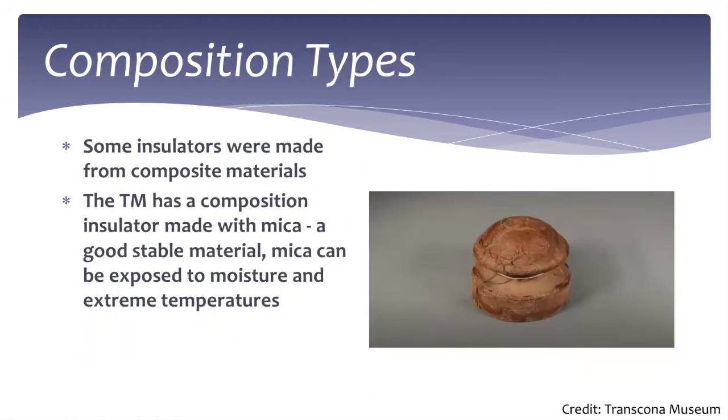Composition types. Now this is one from the Transcona Museum's collections. Some were made from composite materials, and we have one that was made with mica. It's a good stable material, and mica can be exposed to moisture and extreme temperatures. I don't tend to bring it out very often because it is so fragile, but it's really, really neat.